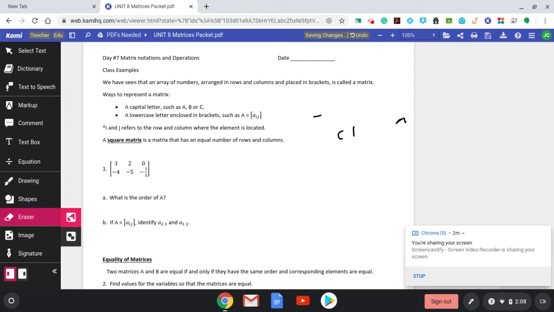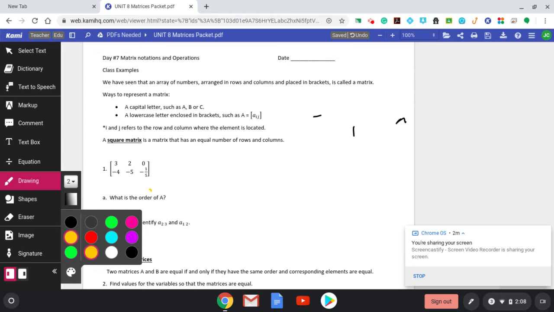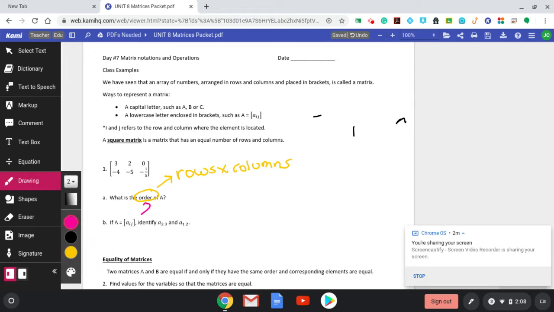Okay, so let's just jump right into this. First part, I have this matrix here. It's got 2 rows and 3 columns. Now they're asking for what is the order. The order is how many rows and columns it has. So we're going to name it rows by columns. That's how you name the order of a matrix, rows by columns. So we can say this matrix is a 2 by 3 matrix, because it has 2 rows and 3 columns.